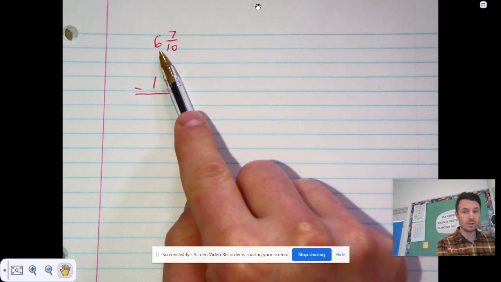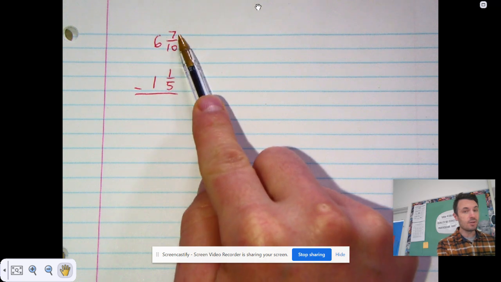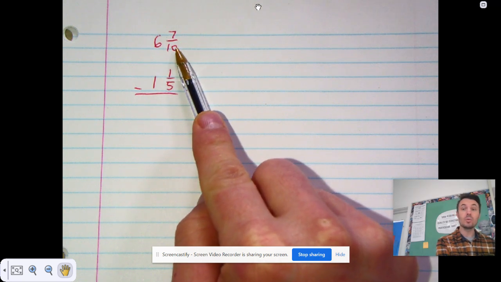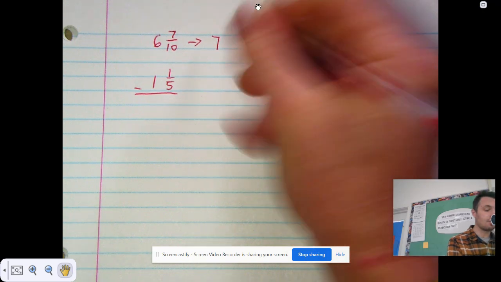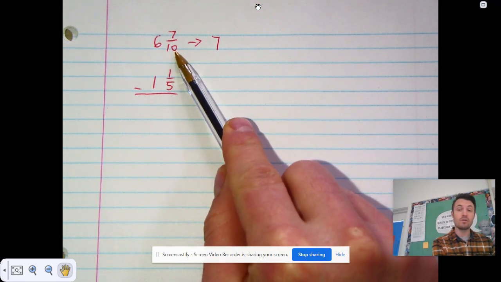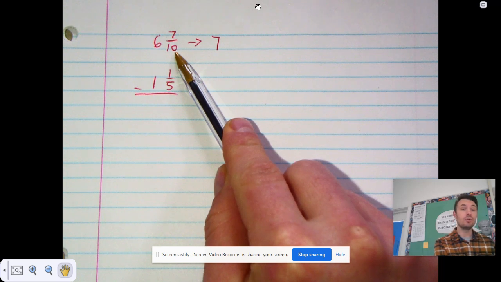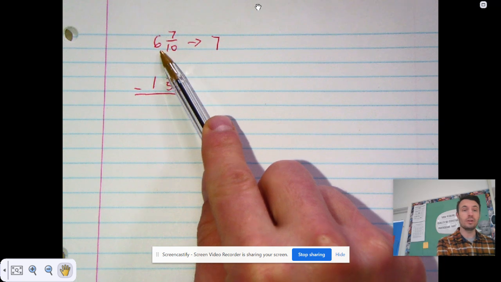So we have between 6 and 7 pizzas. Now, do we have closer to 6 pizzas or closer to 7 pizzas? 7 is more than half of 10, so we have most of the 7th pizza. We have more than half of it, which means we'd round 6 7/10 up to 7. If the fraction is a half or more, you round up. If the fraction is less than a half, you round down to whatever the whole number is.